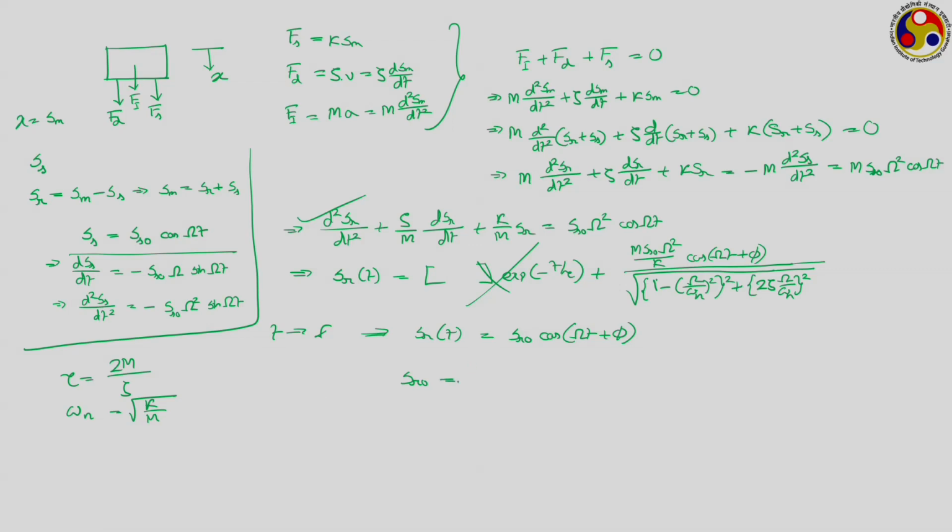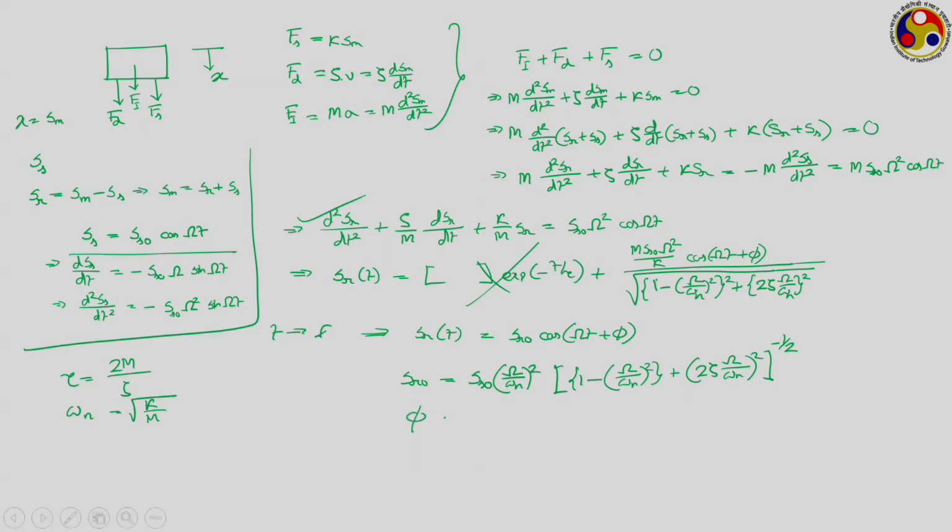So k by m can be written as omega n square. So this becomes s_SO into (Ω/ω_n)² into [(1 minus (Ω/ω_n)²)² plus (2 zeta Ω/ω_n)²] to the power minus half.